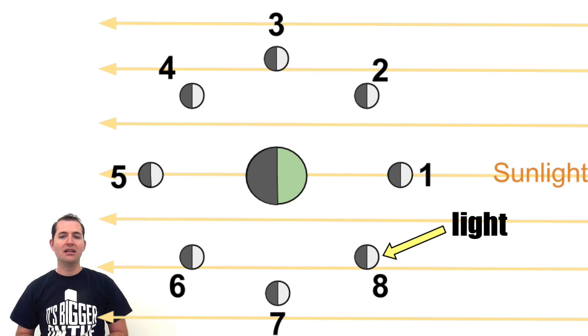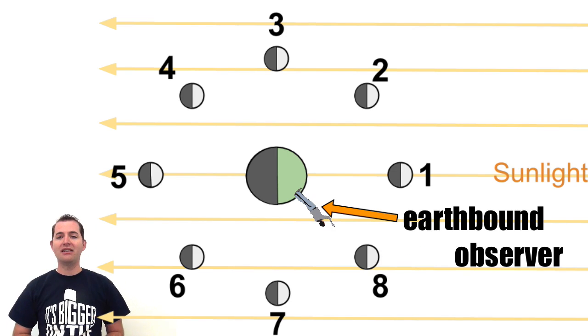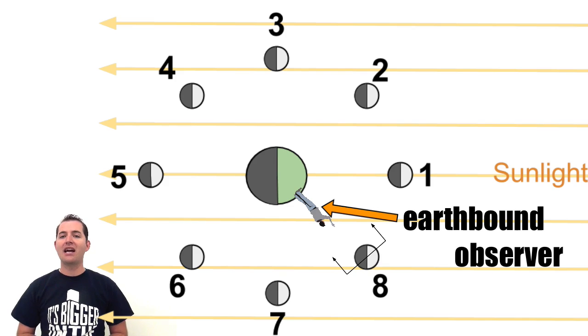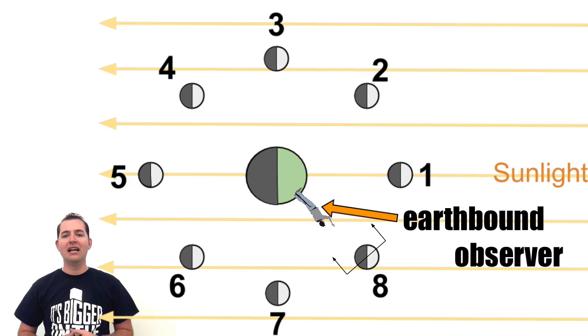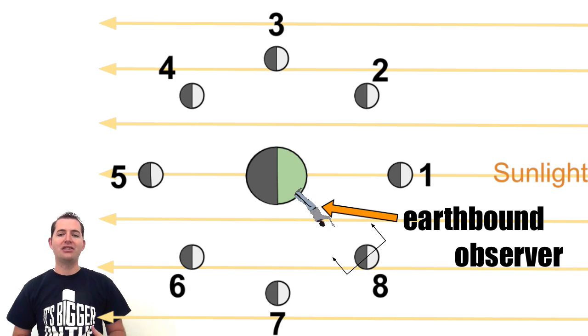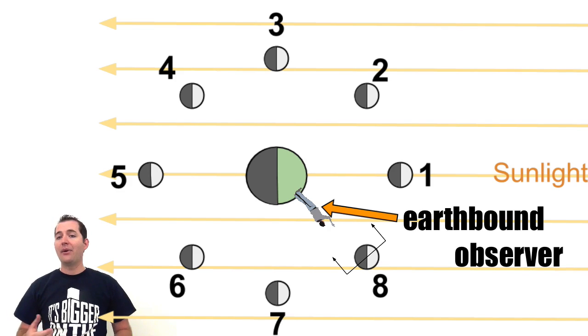The second thing we're going to remember is that from an earthbound observer's perspective, they can only see the half of the moon that's facing the Earth. And again, it helps us to draw a line on this model to identify which half is visible from the Earth. Now our third tip again is describing what that would look like to an earthbound observer's perspective.